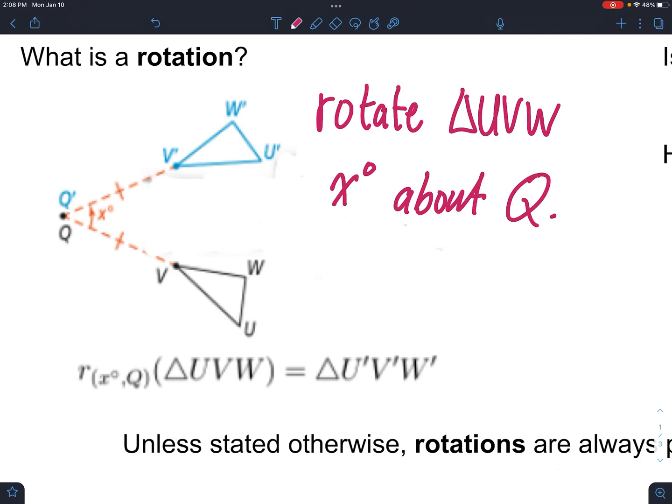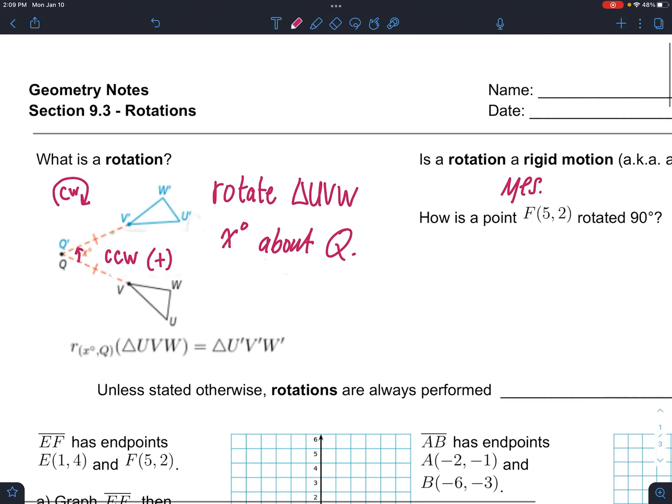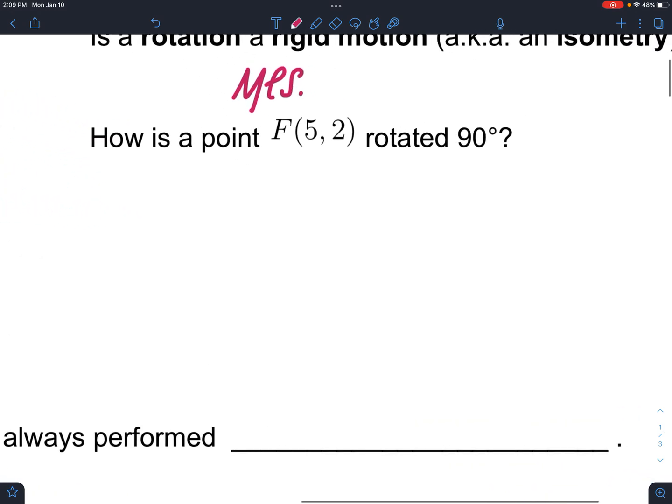So we can imagine the red is maybe like a fishing line that's tying V and Q together, and we're almost swinging it an angle X in this direction. Now this is counterclockwise, and this is considered positive. So when I say rotate 90 degrees, I'm talking about rotating counterclockwise. So again, this would be clockwise, and this here would be counterclockwise. All right? So how does it work?